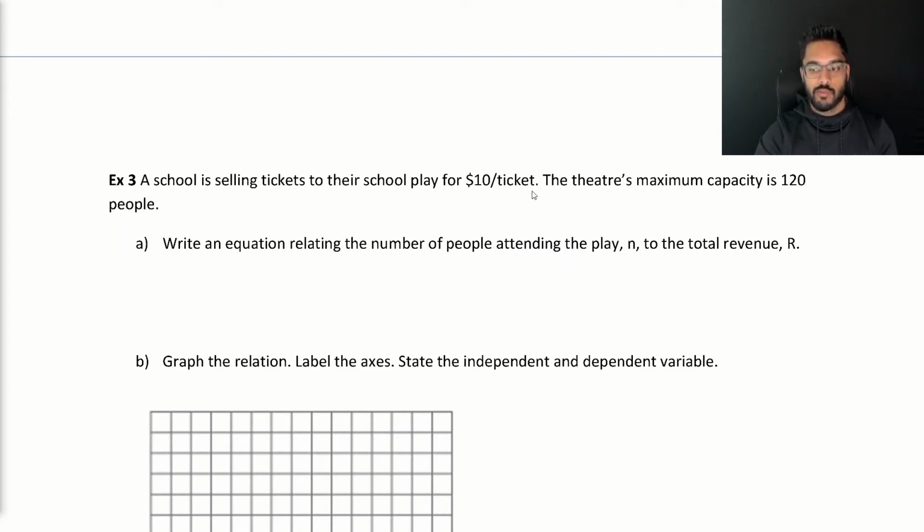If it's $10 per ticket, however many people come, if you multiply that value by 10, that'll be the total amount of money you're getting. So it'll be the revenue that's equal to 10 multiplied by the number of tickets sold, or the number of people attending. So 10 times n. 10 people show up, you made $100. That's what this is saying. So we'll graph this relation.